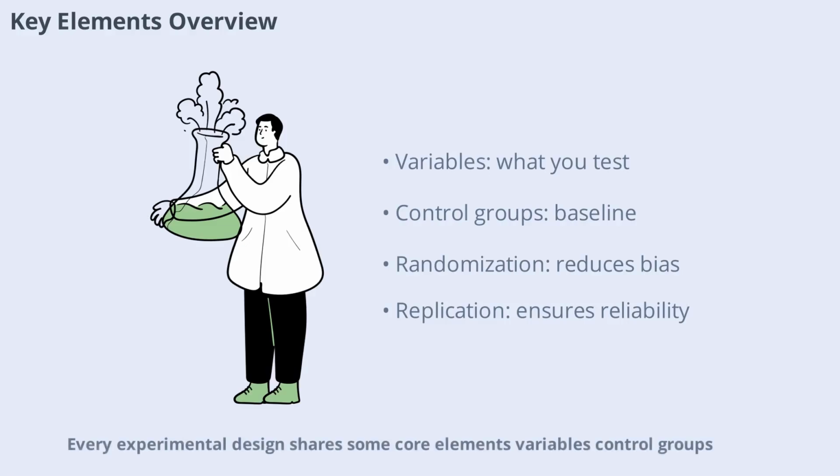Every experimental design shares some core elements: variables, control groups, randomization, and replication. These components work together to create a fair test of your hypothesis. Variables are the factors you manipulate or measure, while control groups provide a baseline for comparison. Randomization helps eliminate bias, and replication ensures your results are reliable. Understanding how these elements interact is the first step toward designing effective experiments. Let's break down each element in more detail, starting with variables.